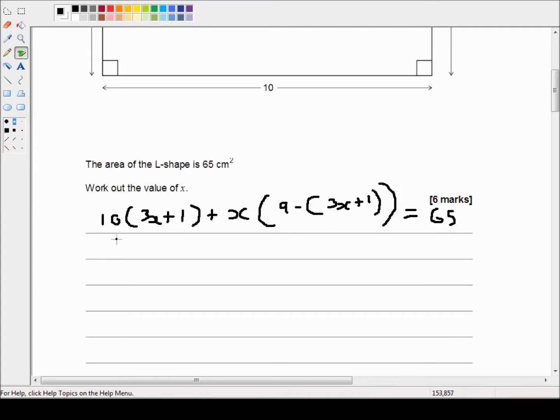I can multiply 10 into 3x plus 1 easy enough, so that's just 30x. 10 times 3x is 30x, plus 10 times 1 is 10, plus x times 9 is 9x, minus all of x into 3x plus 1, which is equal to 65.